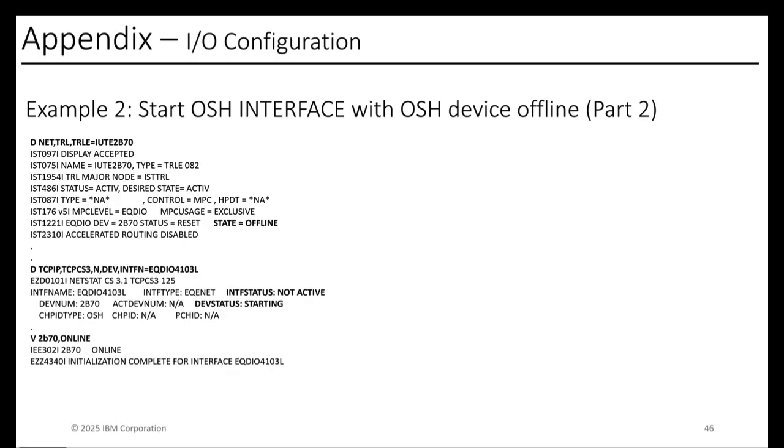While it's in this limbo land, if you display the TRLE, it'll show the state is offline. You'll see from a netstat dev links that it's not active and the device status is starting. When you see starting, that means your activation is stalled for whatever reason in VTAM. In this case, it's stalled because the device is offline. As soon as you online it, we just pick up where we left off and continue activation.